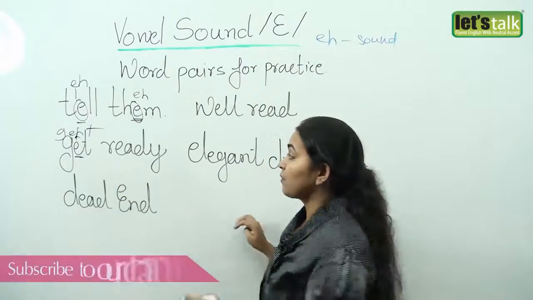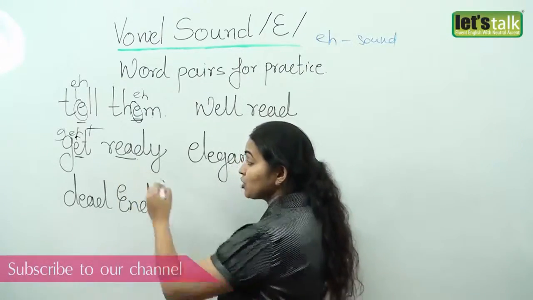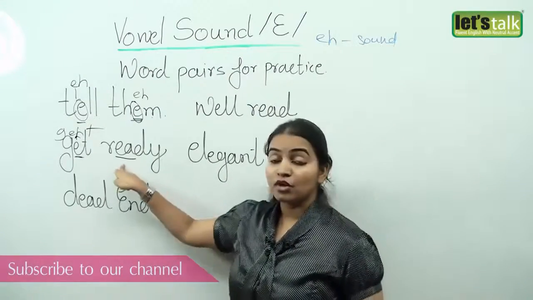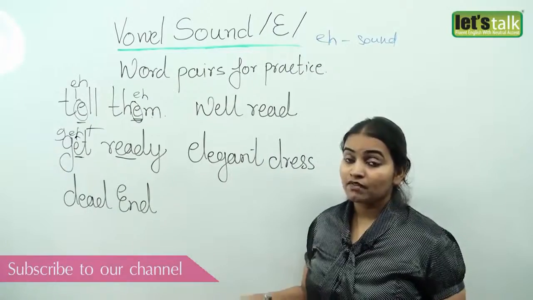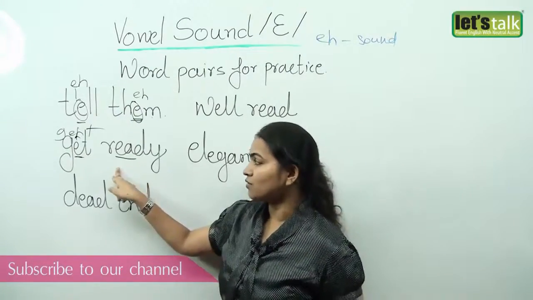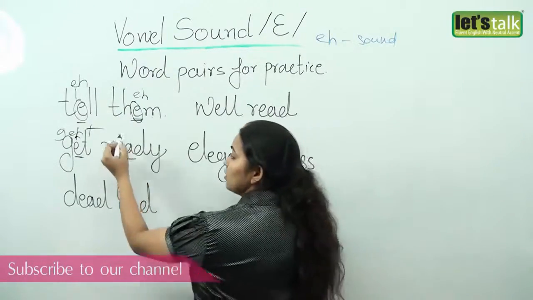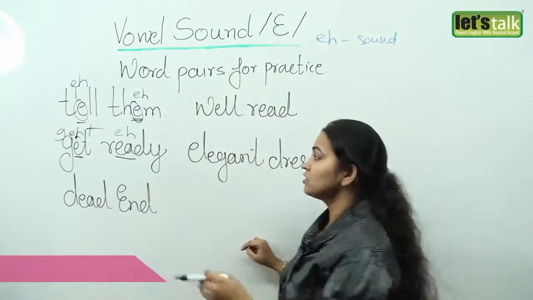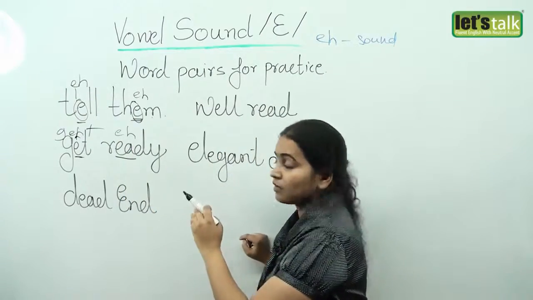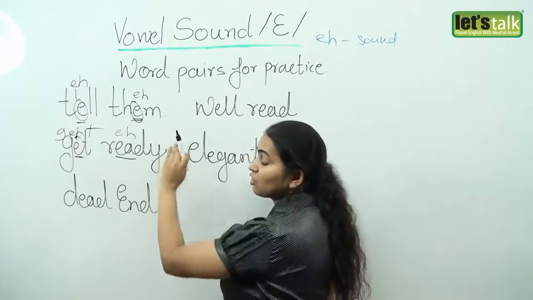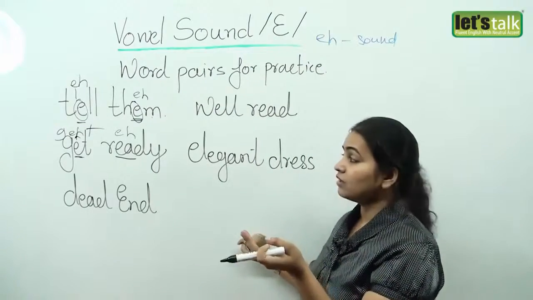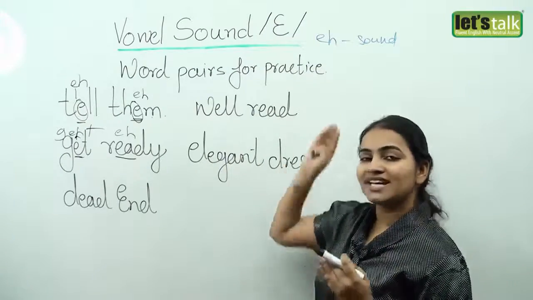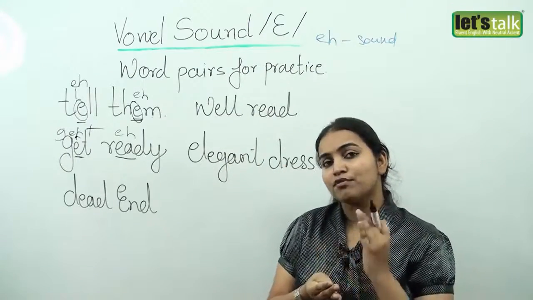The next one, ready. We've already established that according to the common spelling patterns, the EA in a word always gives me the eh sound. So I don't say ready, I say ready, because the EA gives me the eh sound. So it is a ready. Okay, so it's a ready, not a ready or a ready. It is a ready. Get ready. So the short E sound always makes the words brief and short.